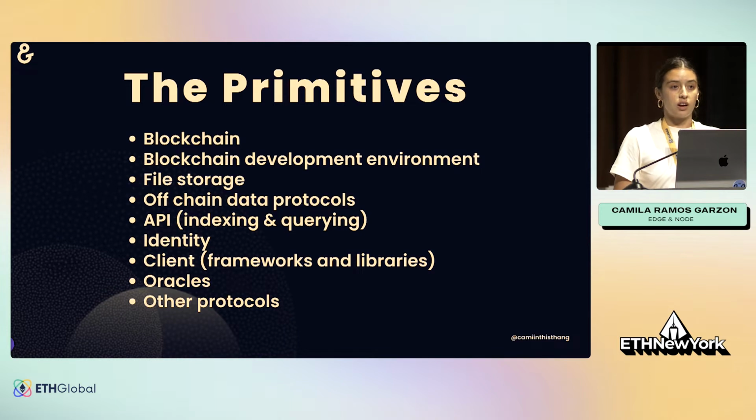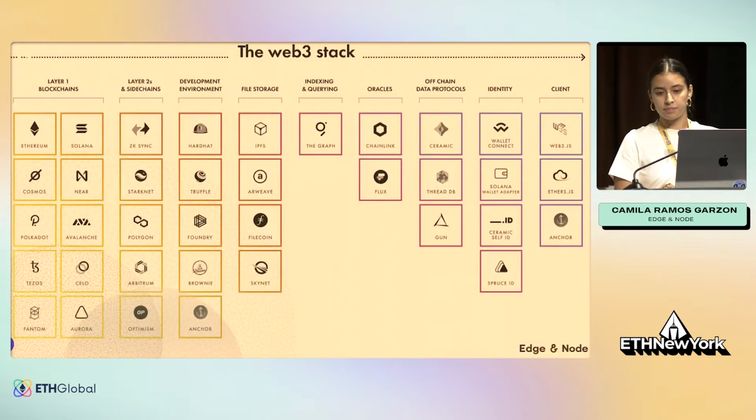So as we go through this talk, you can say, okay, I wanted to use this one, but she talked about this. Then you can go back, do research between them, figure out the trade-offs, and pick the best tool. That's what you should be doing as I go through these. So: L1, blockchain development environment, and I'll go over examples of what these are right after this. File storage, off-chain data protocols, API for indexing and querying, identity, a client, oracles, and then I just grouped all these as other protocols. This is also from the Edge and Node blog post that I'll link at the end if you want to read more thoroughly.